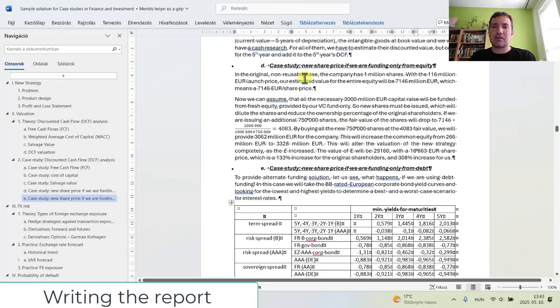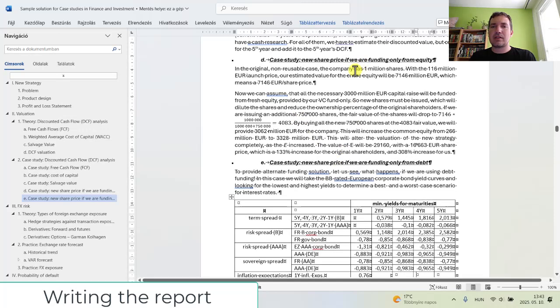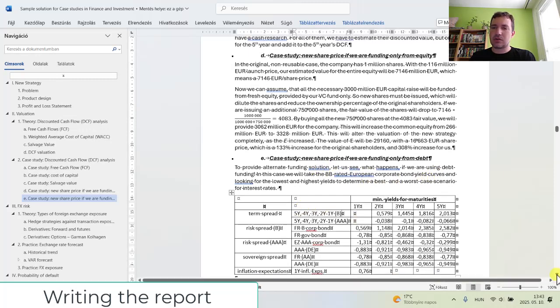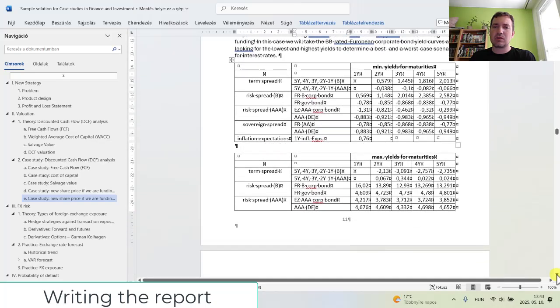And after that, how can we get pricing from equity? You can read it, you can change the numbers to your numbers, and after that you can see what happens. And also only funding from debt. This is just the reconstruction, so you don't have to touch it, you don't have to modify it.